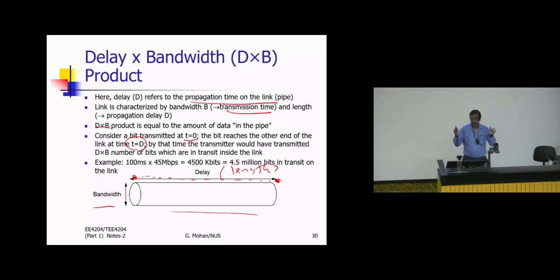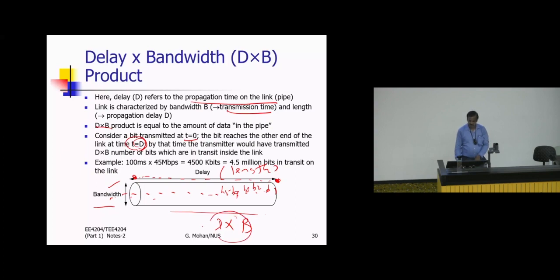But within this d time units, the transmitter would have transmitted a certain number of bits, because it is continuously sending bit 1, 2, 3, 4, 5, 6, and so on. If b is the data rate, the number of bits transmitted per second, then in d time units the sender would have transmitted D multiplied by B bits. All those bits are inside the link. It is like taking a snapshot of a bridge with many cars, one behind the other. So how many bits can be on a link at any instant, at maximum? It is the DB product.